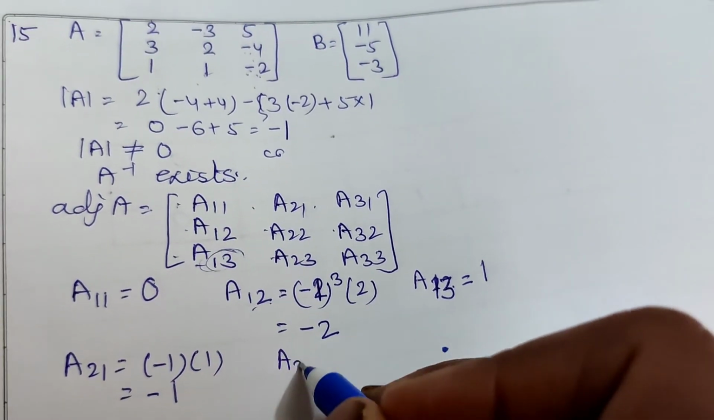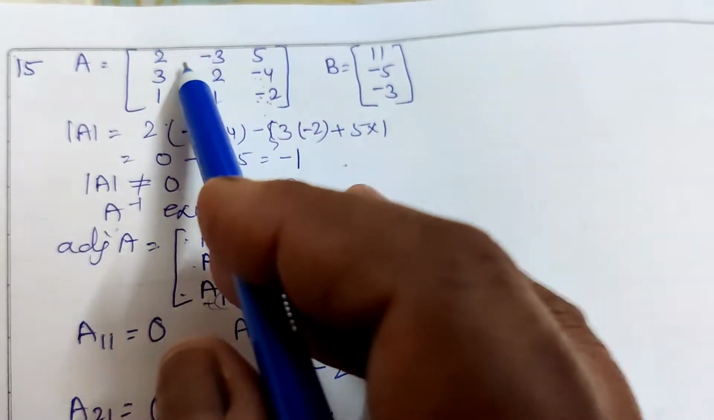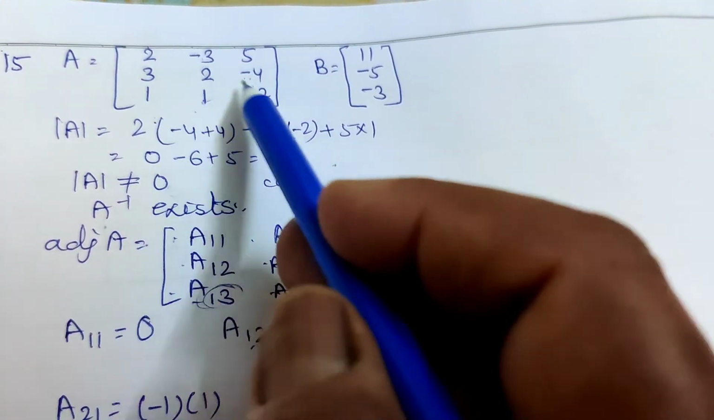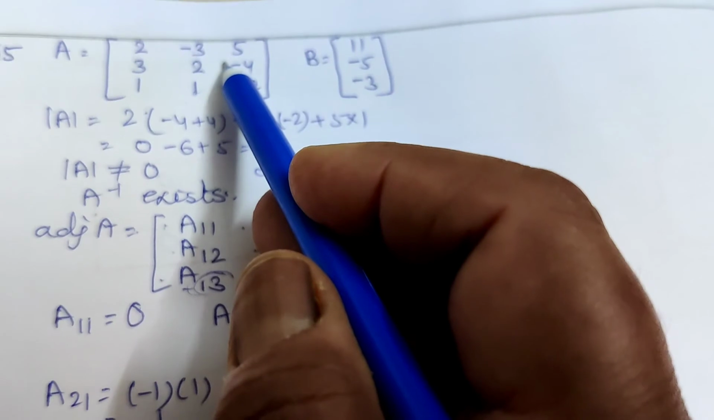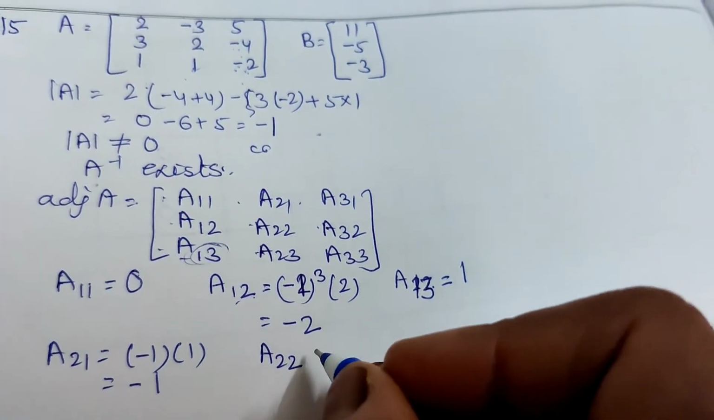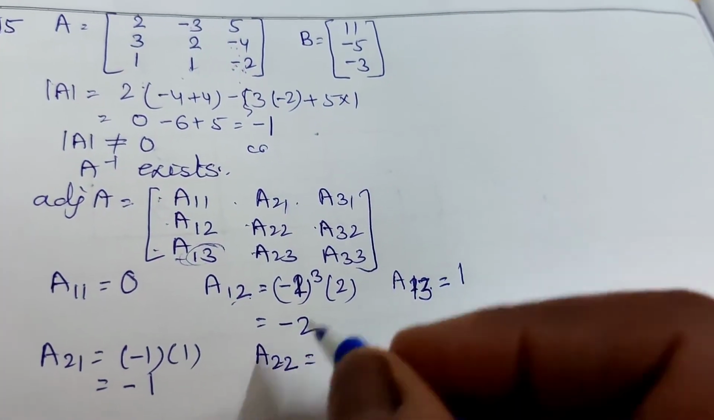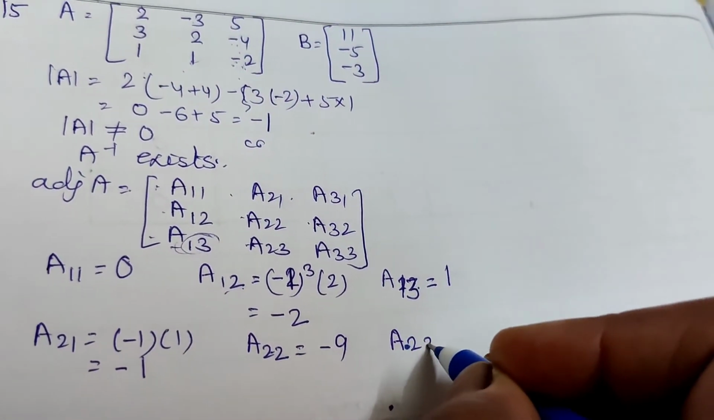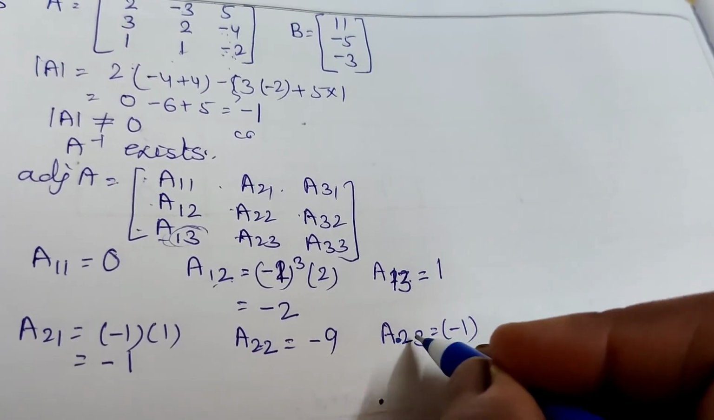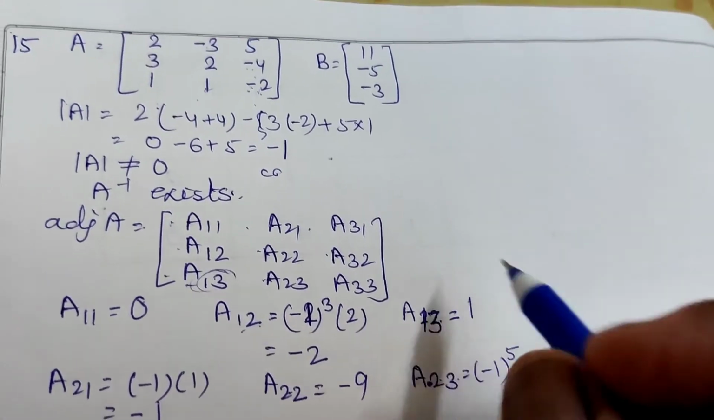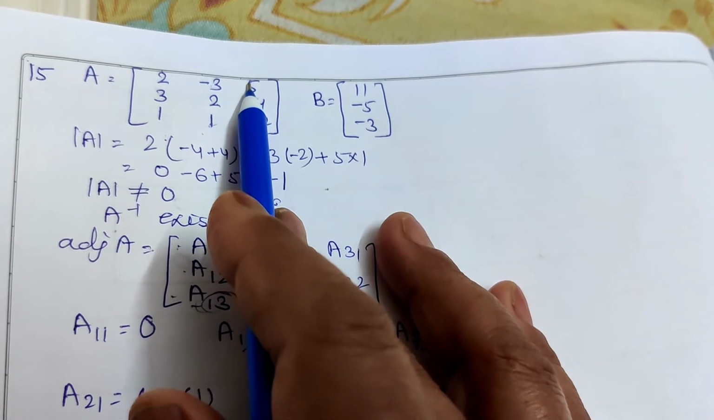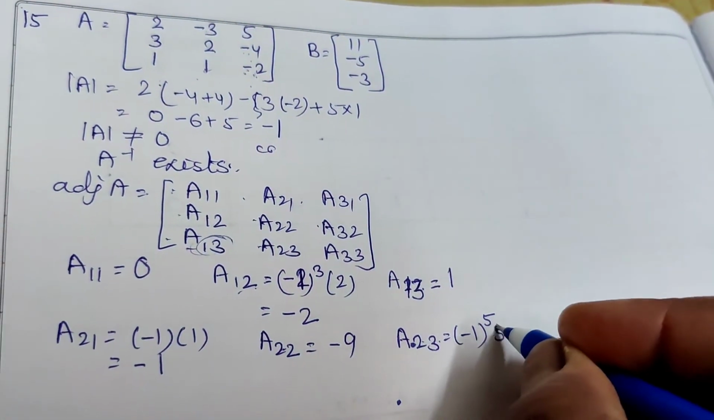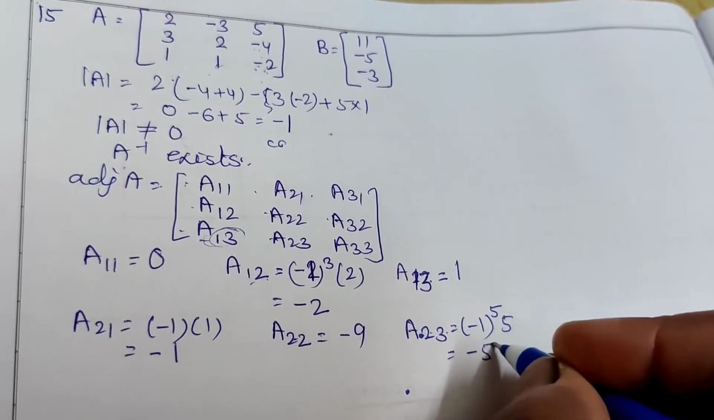And A22, just eliminate second row, second column. The value of the determinant is minus 4, minus 5, it is minus 9. It will be positive. And the third one, A23: this will be negative, minus 1 raised to power 2 plus 3, 5. Second row, third column, eliminate. 2 plus 3, it is 5. The answer is minus 5.